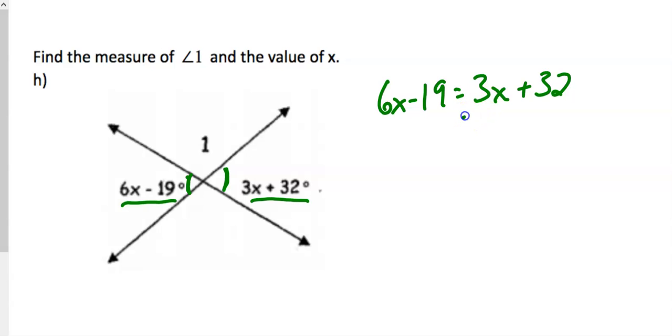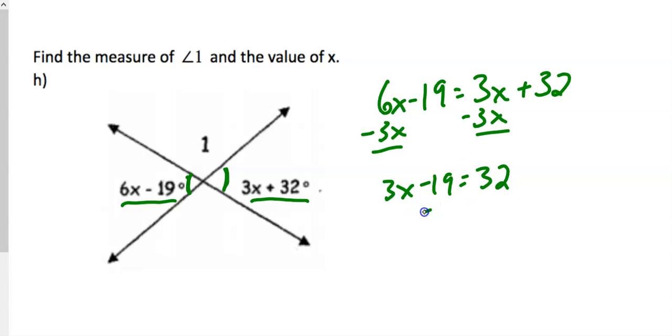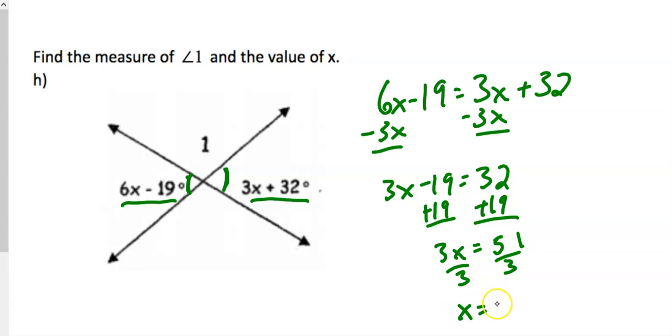Okay, so if I solve, subtract 3x from both sides, add 19 to both sides, so we get 3x equals 51, and then divide by 3. So x is going to be, what's that going to be? 17. So let's read again. Find the measure of angle 1. We found the value of x, so we found part of it. Now we just have to find the measure of angle 1.